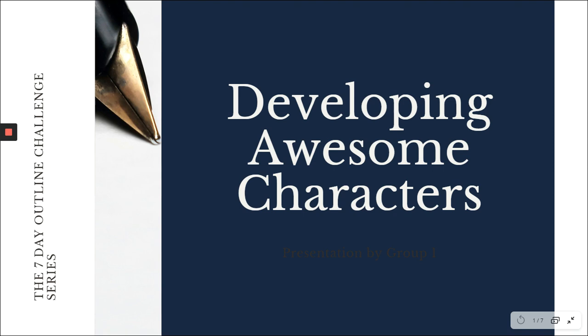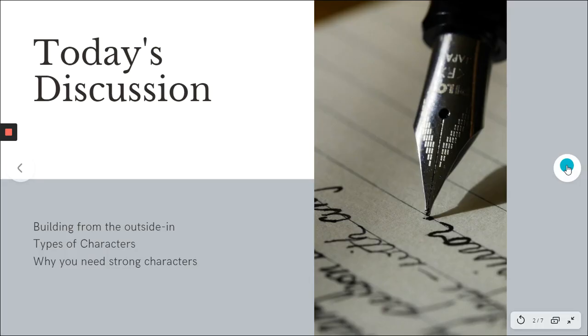Today we take the turn from basic to getting in depth and interesting because today we are talking about developing our characters. Topics for discussion today: we're going to talk about the concept of how to build characters, specifically building them from the outside in, the different types of characters that exist, and then we're going to cover why you need to have strong characters, why strong characters are important in a story.